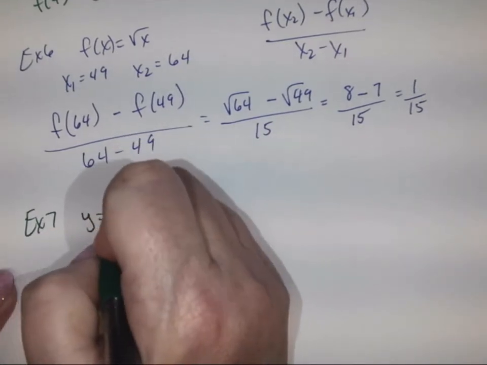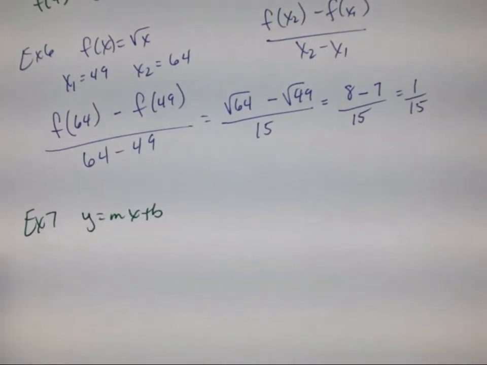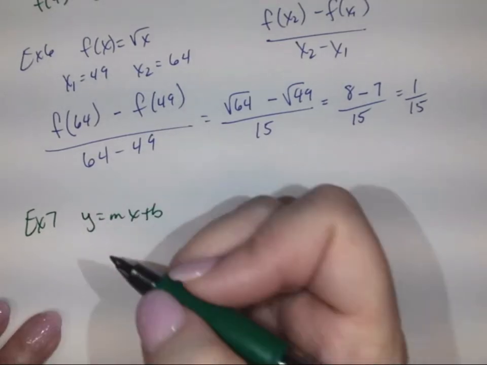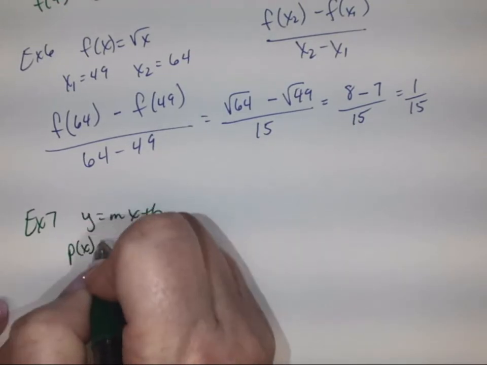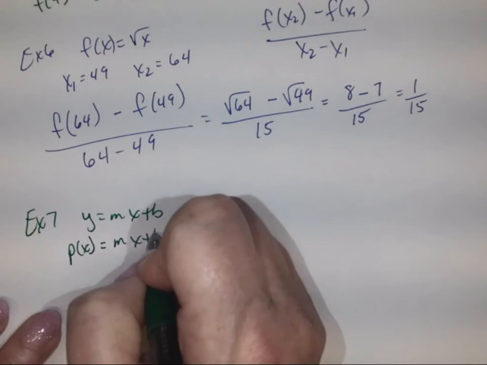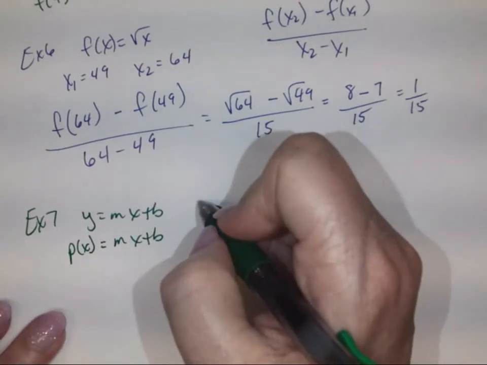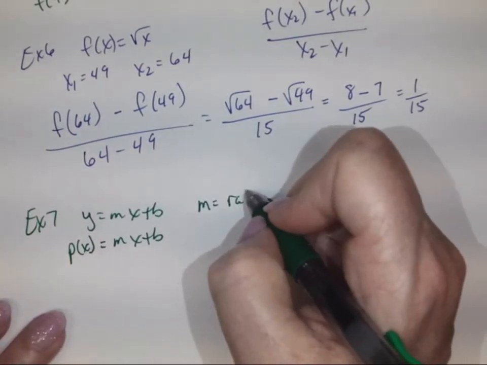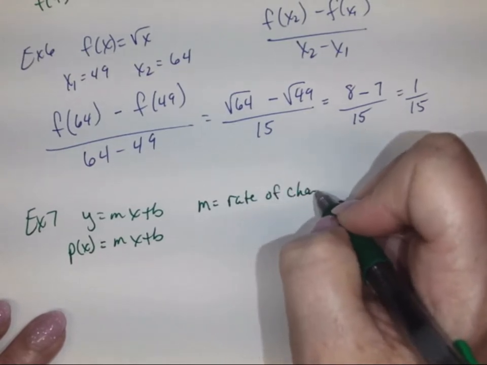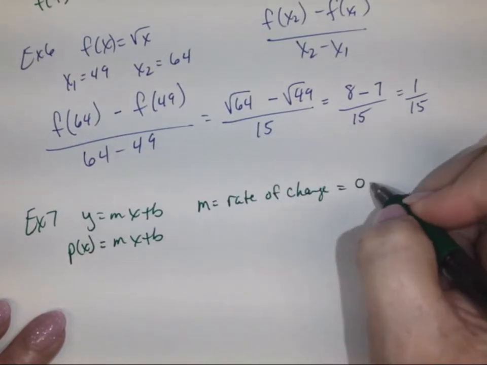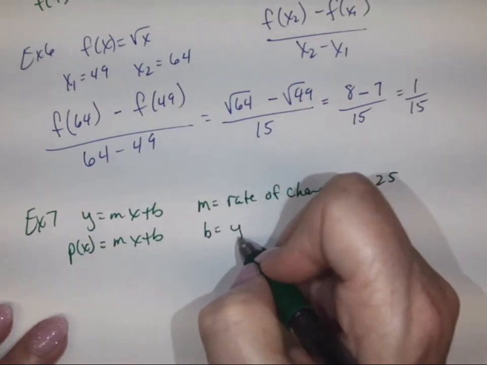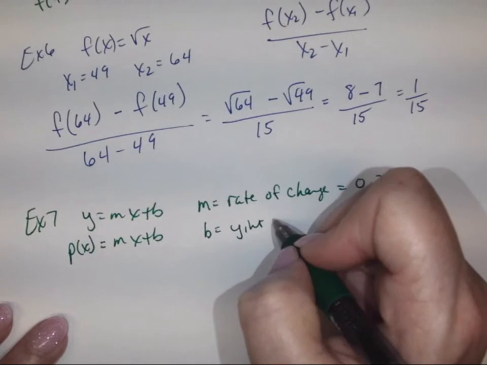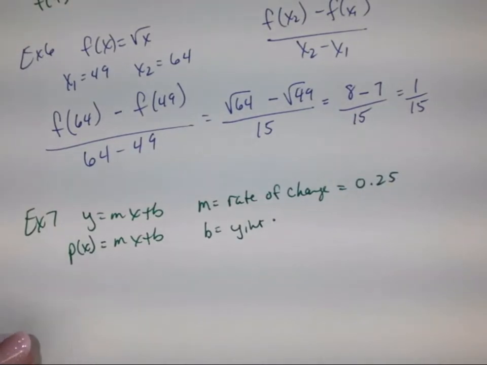We're looking for y equals mx plus b, because we're looking for a linear function, and it said slope-intercept form. But our function will be called p of x, so it'll look like this. Now our rate of change, remember, is our m, and they told us that the rate of change was 0.25. And b is going to be the y-intercept. And remember, that's when x is equal to 0.